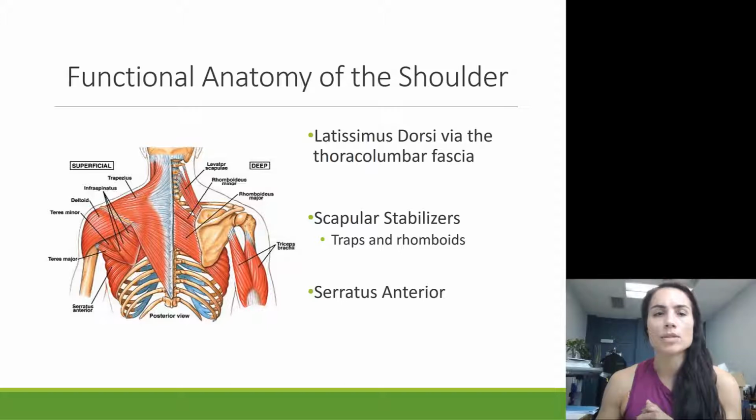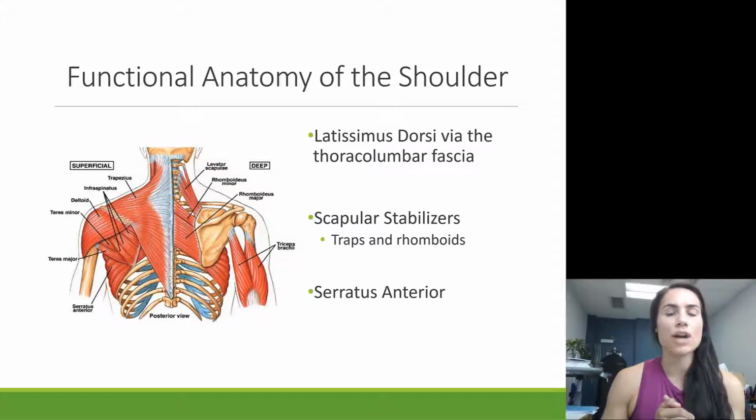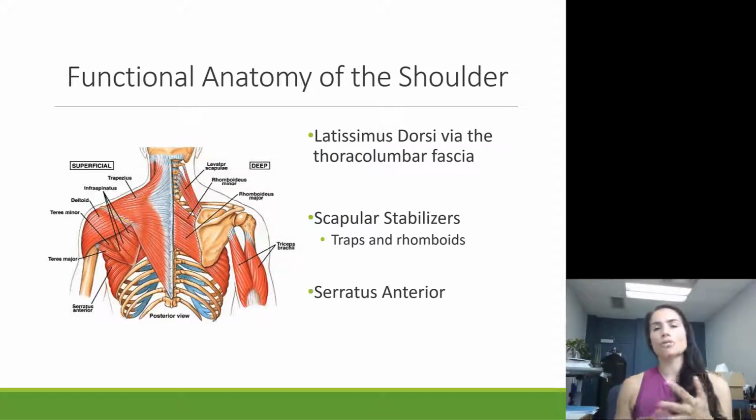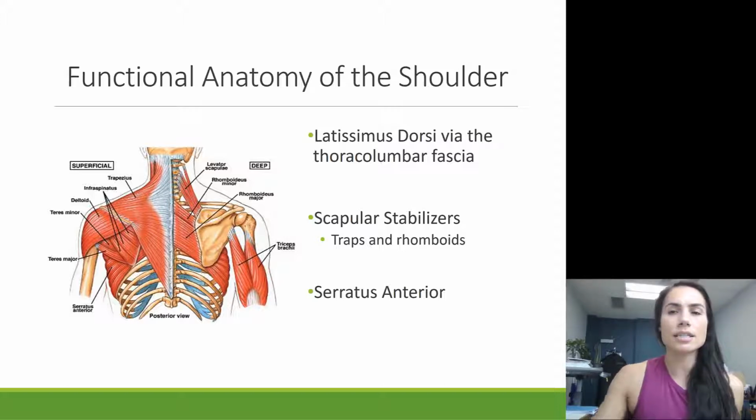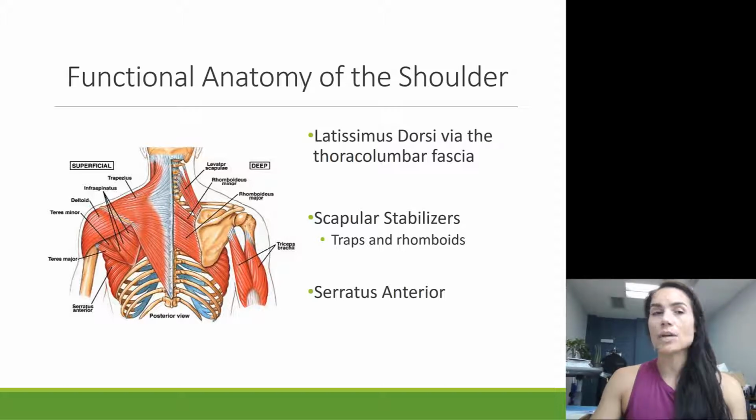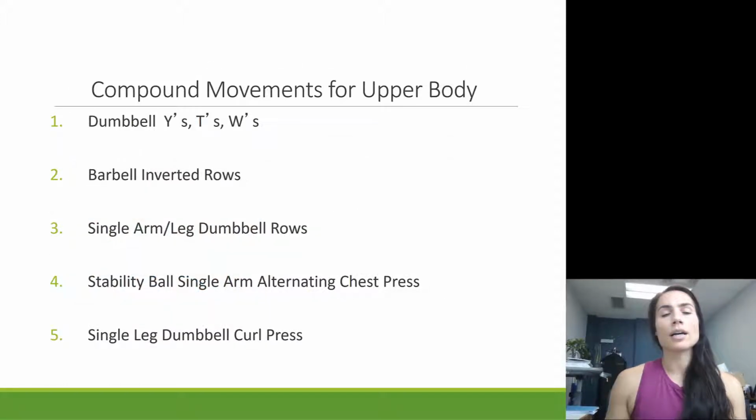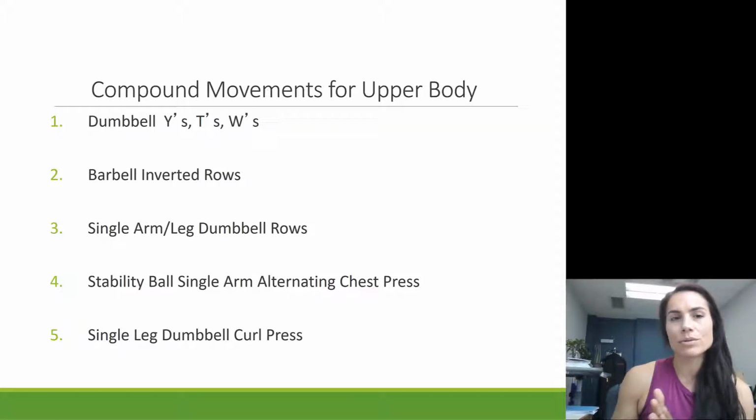This includes your latissimus dorsi, your scapular stabilizers. Those include rhomboids and traps, your serratus anterior. There are a lot of other muscles, but those are the major muscles of the shoulder. And when we think about trying to work those muscles, there are various exercises you can do. Dumbbell YTWs: essentially all you're doing is making the letters with your arms while holding dumbbells in your hands. There are lots of videos on YouTube if you don't understand those.